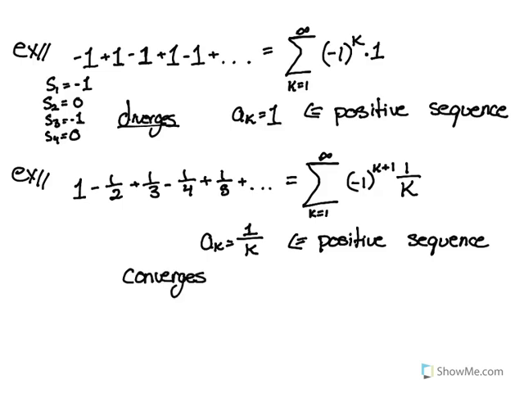But how do we show that it converges? Now we could use the definition, but of course in this case, calculating the partial sums in closed form would be very difficult. But it turns out that there's a very nice and easy test for alternating series to determine if they converge. And that leads us to the alternating series test.